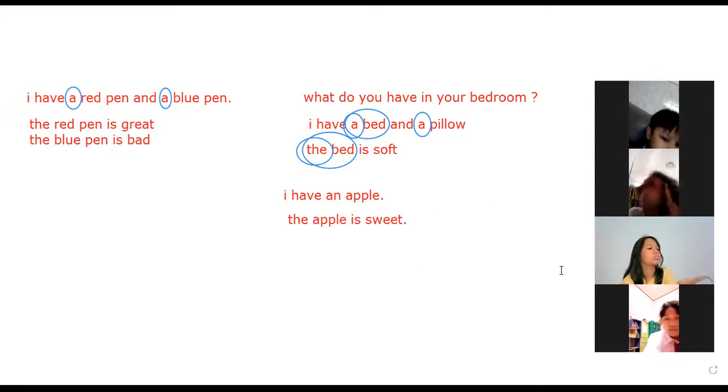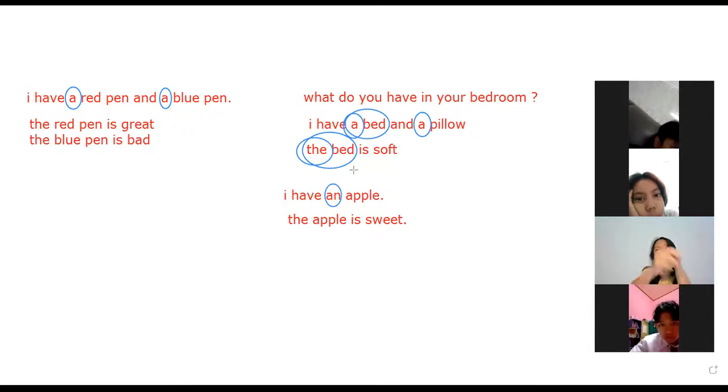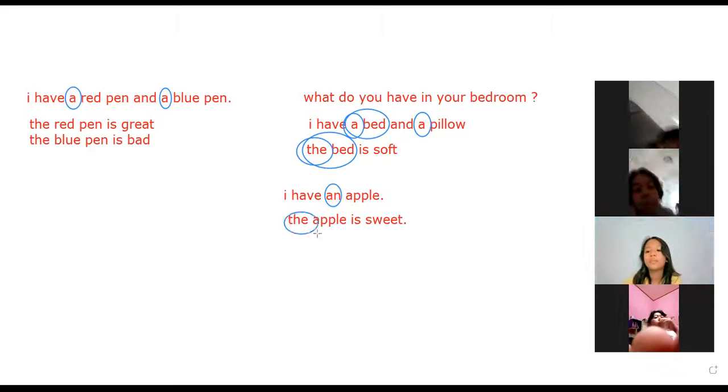Now, first, you must say an here. Can you see that? Yes. So first you must say an. I have an apple. But if you want to say apple again, you must say the apple. Okay?